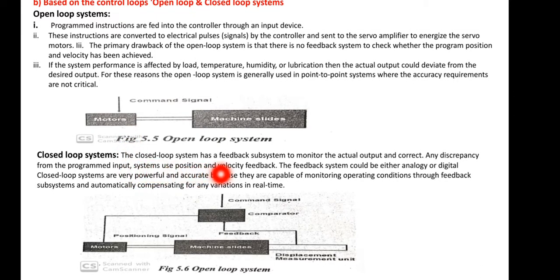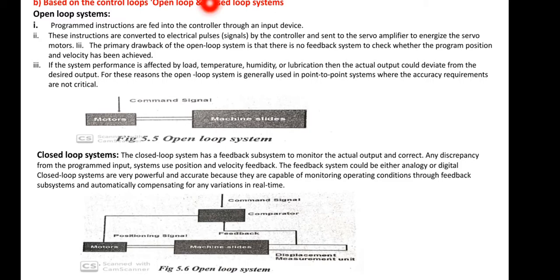The closed loop system has a feedback subsystem to monitor the actual output and correct any discrepancy from the programmed input. Systems use position and velocity feedback. The feedback system could be either analog or digital. So you just get the idea. Already you have studied this in previous semesters.